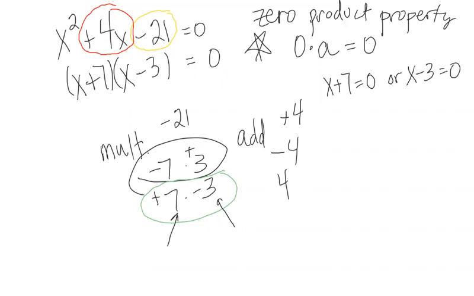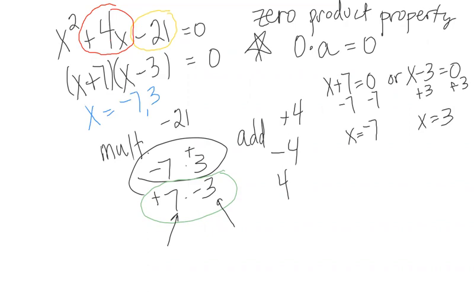Then we solve for x by subtracting 7 from our first equation, and we have x equals negative 7. And we solve the second one by adding 3, and we have x equals 3. So we write our final answer as x equals negative 7 or 3. A lot of times we just put a comma there to show that it's either or.